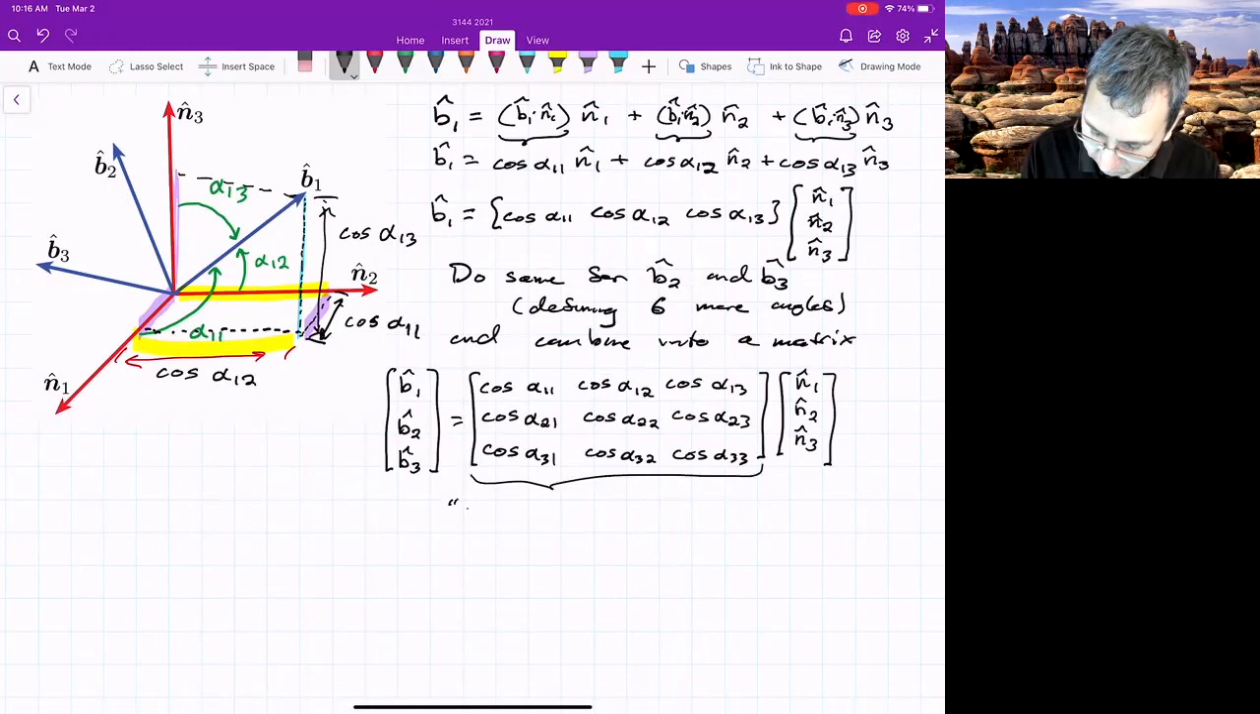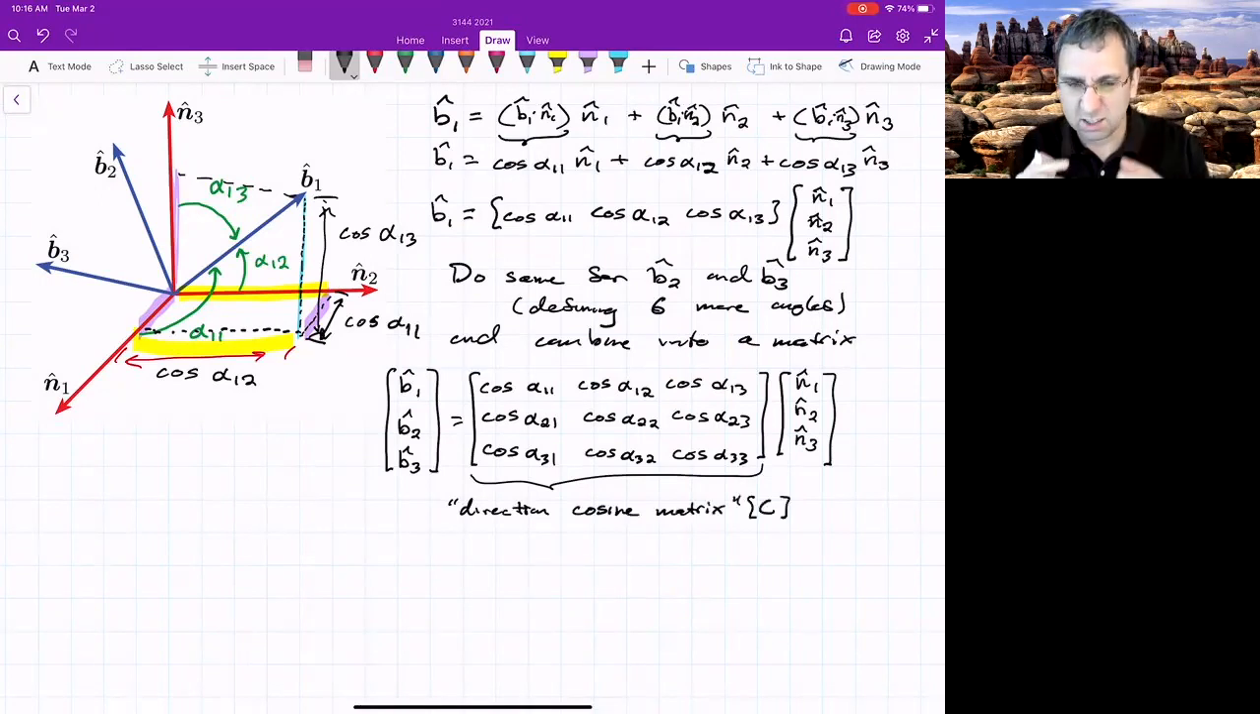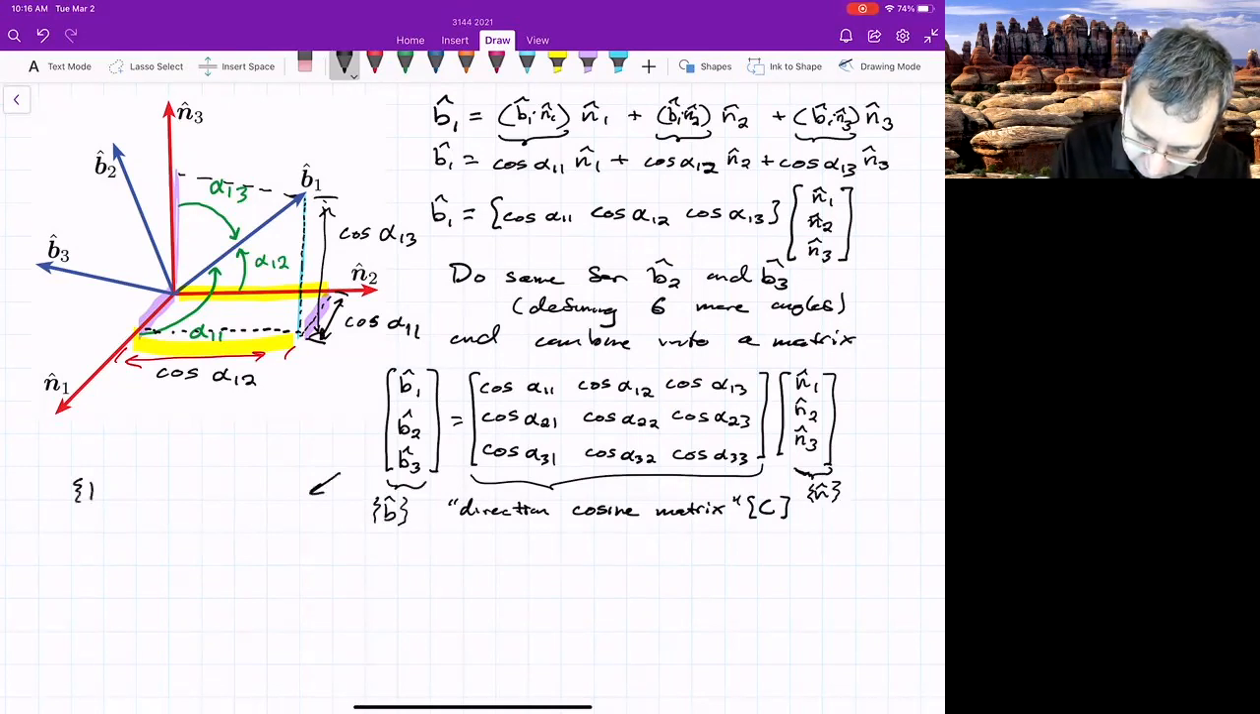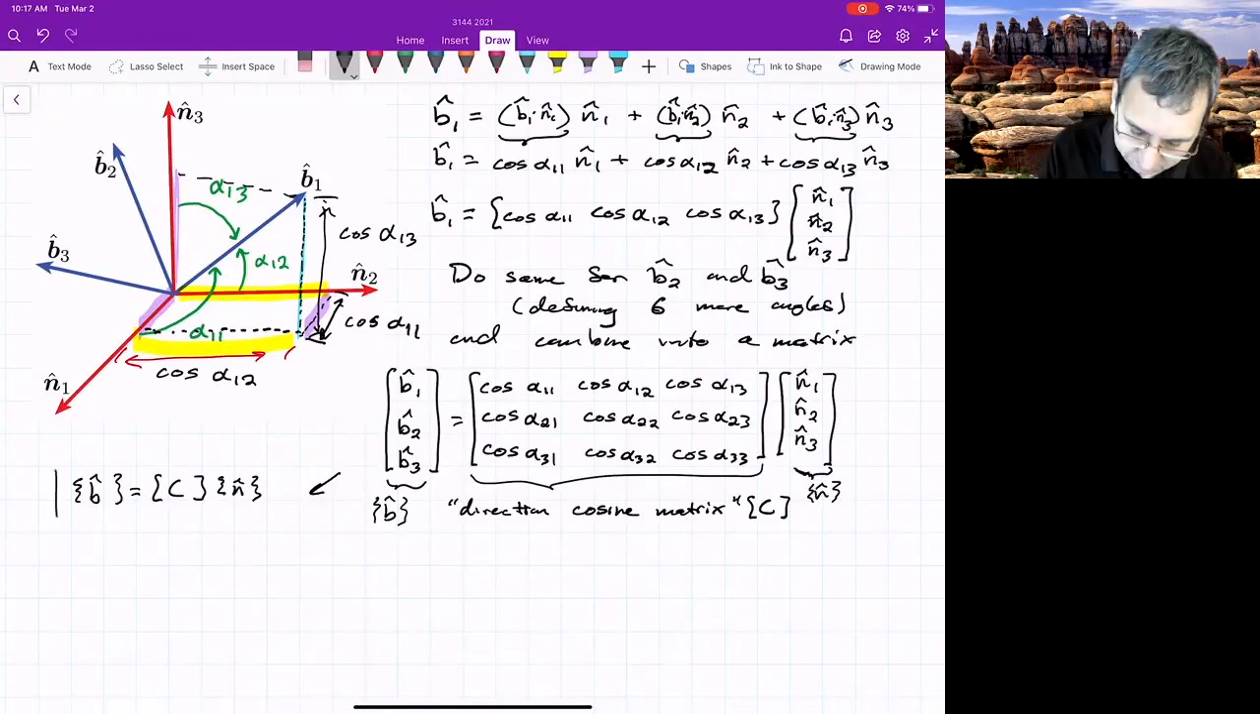So this is the direction cosine matrix that we'll call C. Put C in a box. And then this, using the vectrix notation, this is N squiggly, and this is B squiggly. So the compact way to write this would be B equals C N, just like before with the 2D way. This is the compact way of writing it.